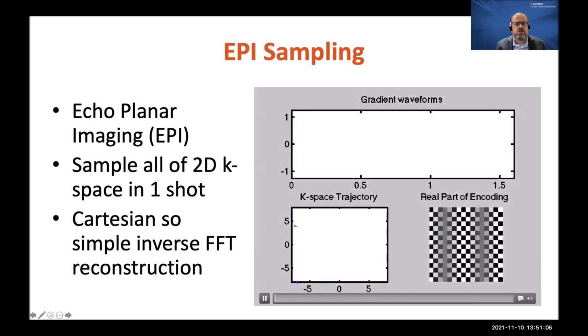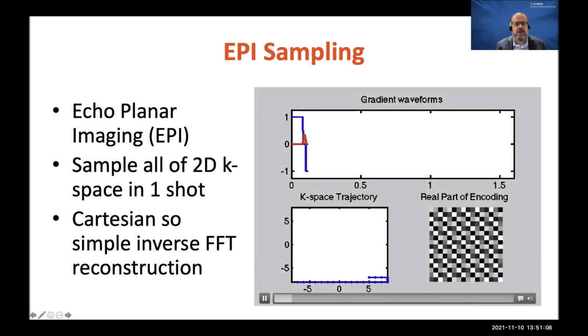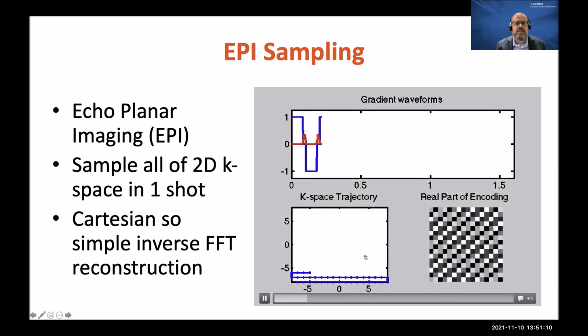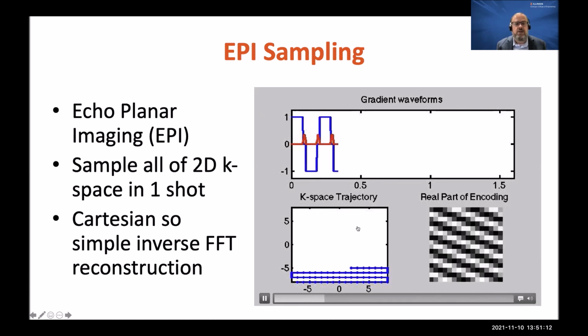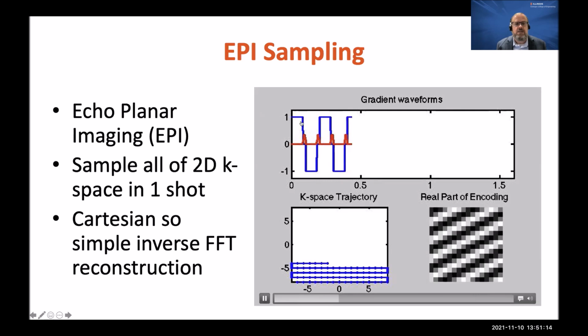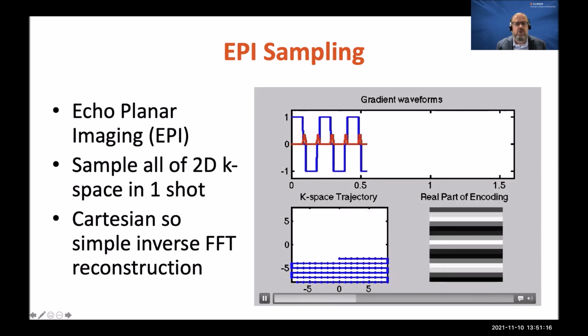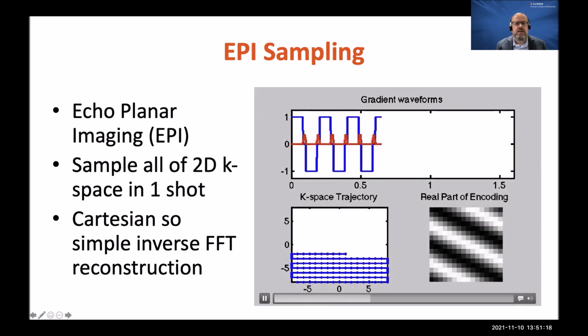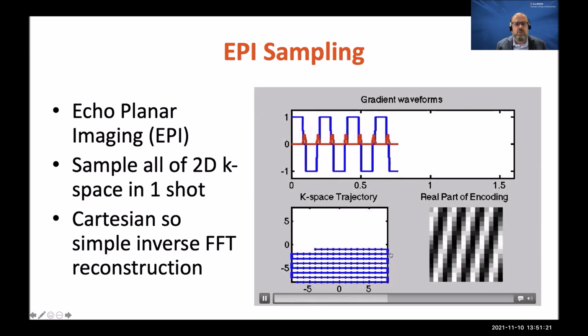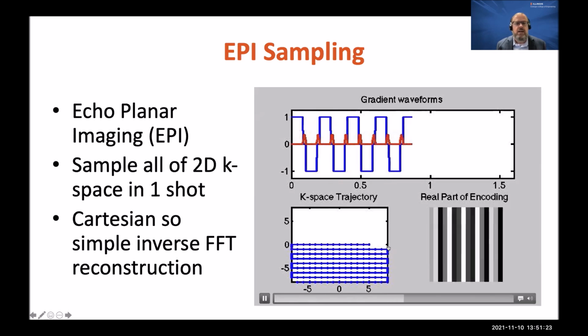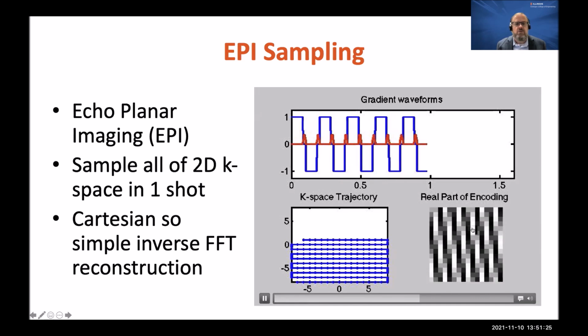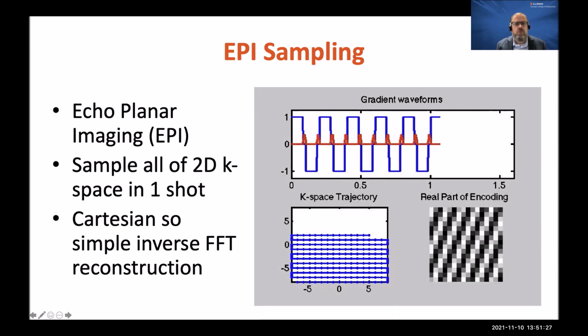We like this trajectory because at the end, we have a Cartesian sampled K-space, and we can simply take an inverse Fourier transform in order to reconstruct the image. And so you can see the blue is the X gradient. We're going back and forth across K-space. And then in between, we're just blipping up a little bit, and we're accumulating just a little bit in the Y direction as we go through this space. And so this is one way to acquire.